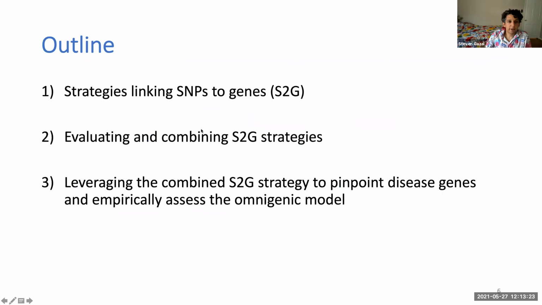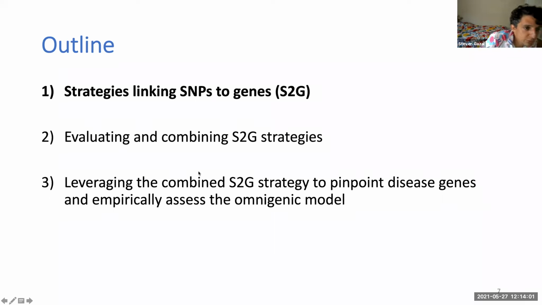Okay, so the outline of my talk is that I will briefly introduce existing strategies linking SNP to gene. Then I will explain my framework to evaluate these strategies and my framework to combine them, keeping in mind that there is no ground truth data set, so I will have to use some tricks using polygenic analysis. And at the end, I will do some applications, and I will leverage this method to better understand the architecture of disease.